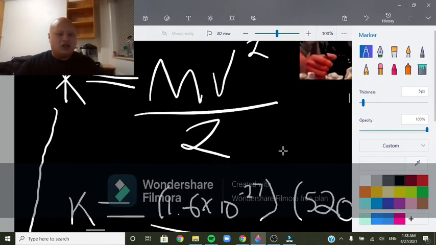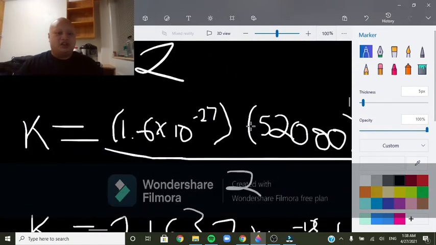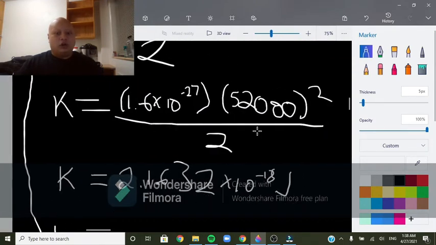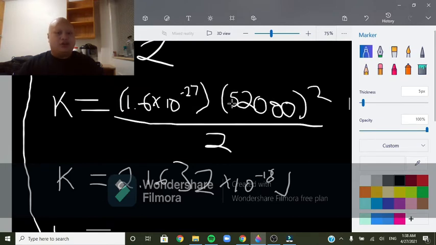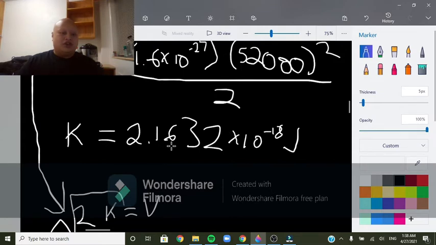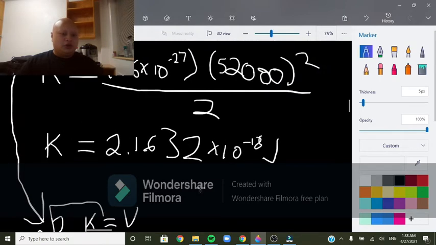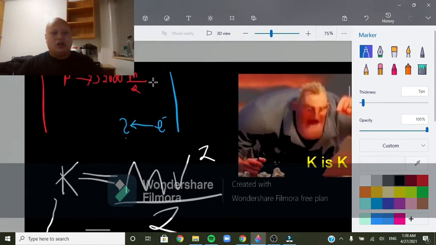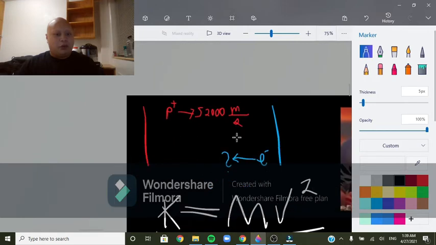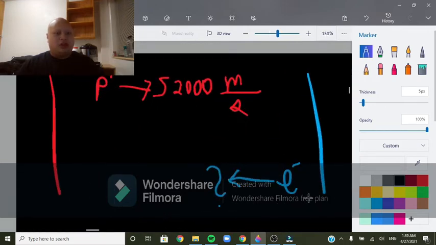So we plug in the numbers. The mass of a proton is 1.6 times 10 to the negative 27, and the speed given to us for the proton is 52,000 meters per second, and you have to square that, and then divide all this by 2, and you get 2.1632 times 10 to the negative 18 joules. But you can just shorten it down to 2.16 times 10 to the negative 18 joules. So that's the kinetic energy acting upon both of these, the proton and the electron.